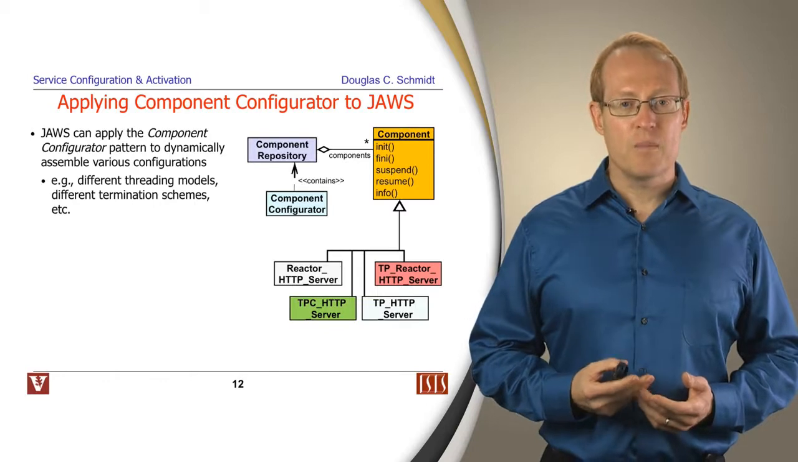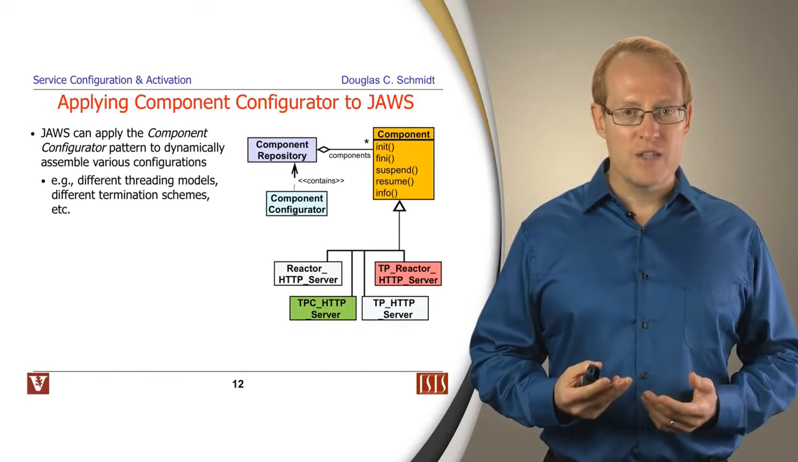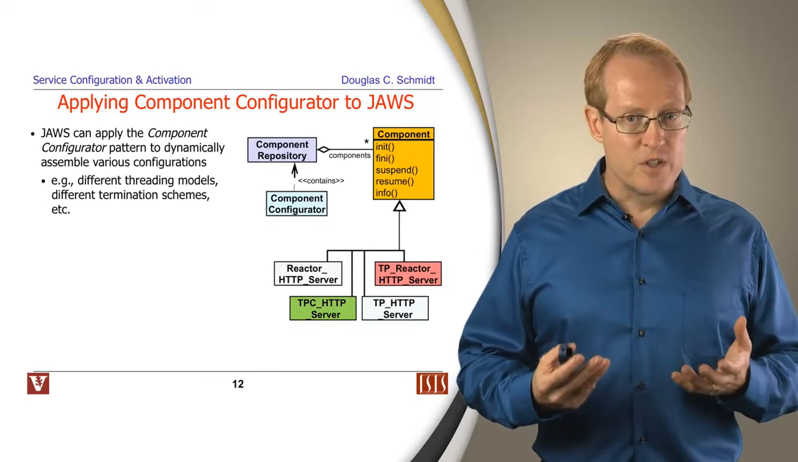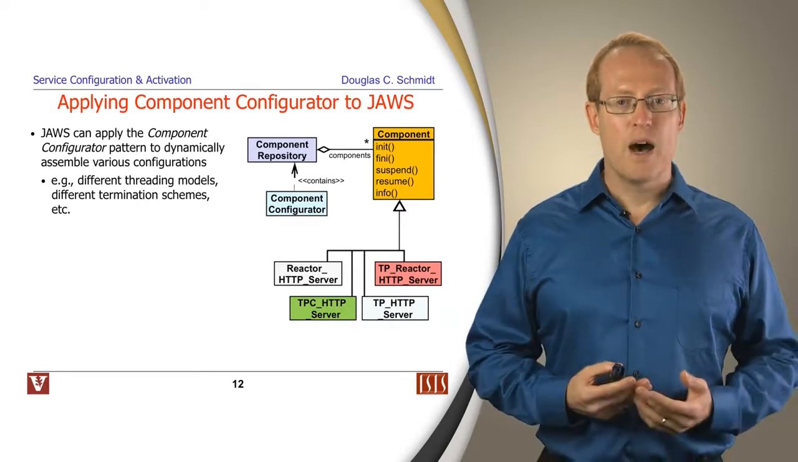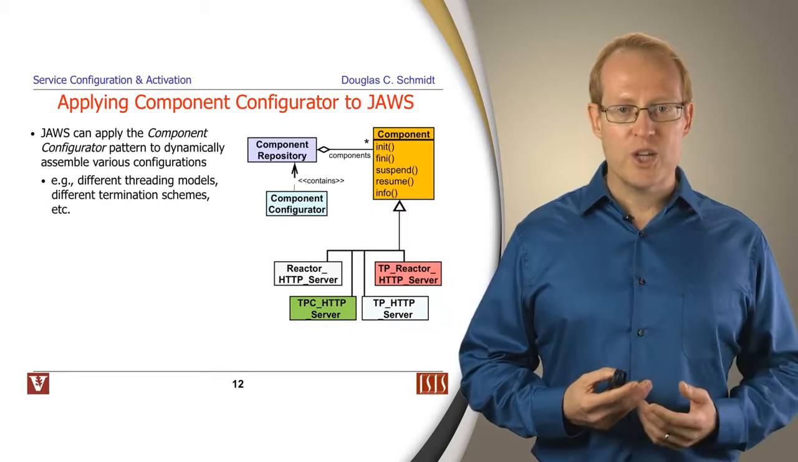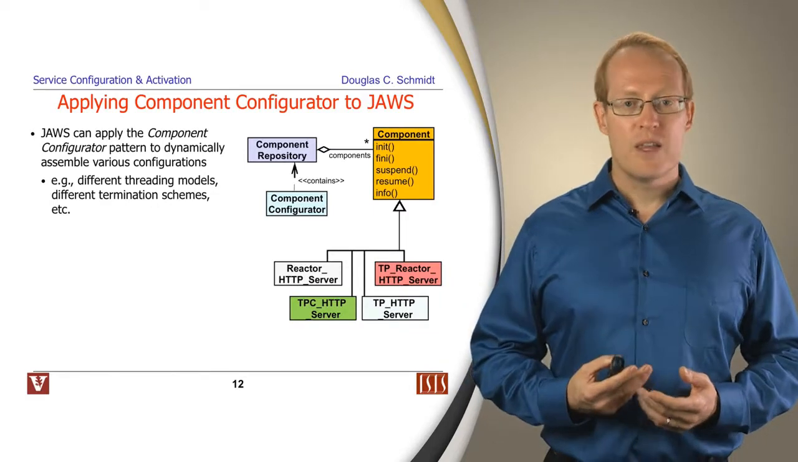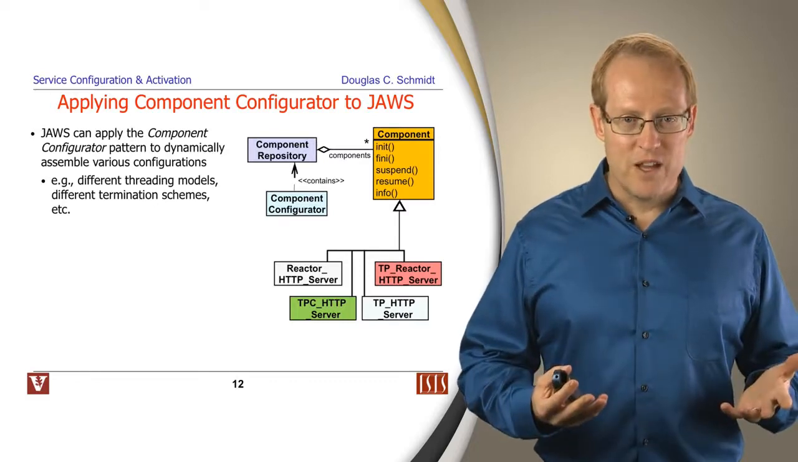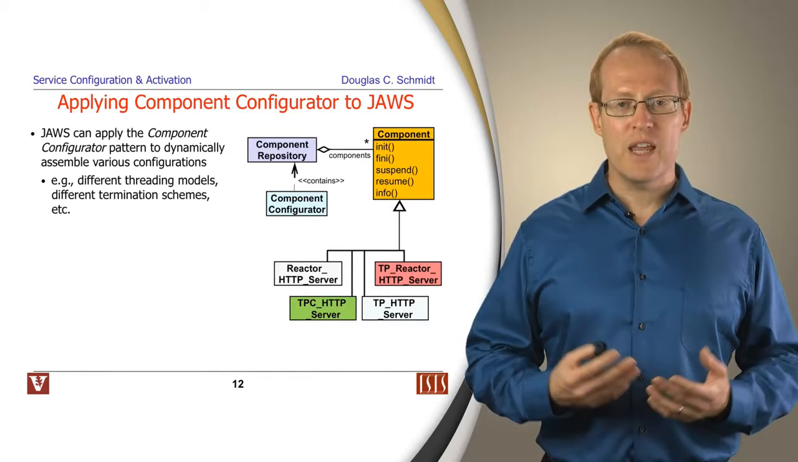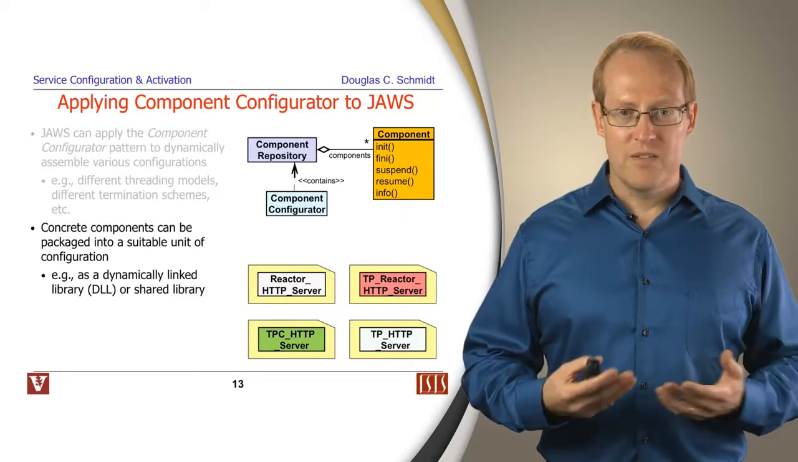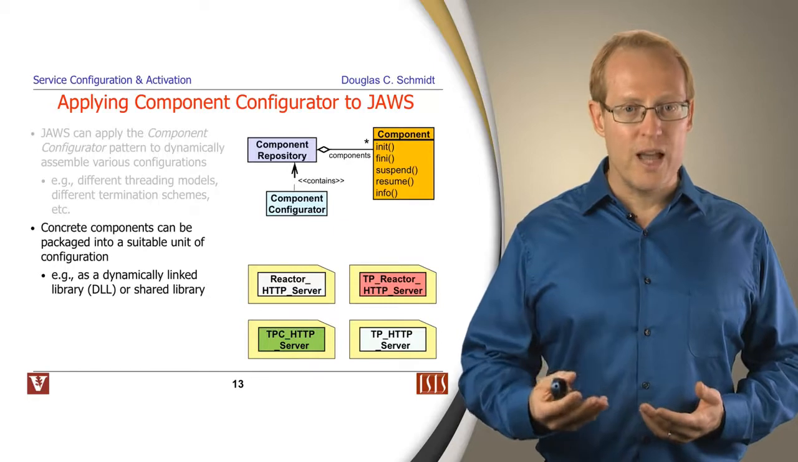We can apply the component configurator pattern to JAWS in a number of ways. First, we can implement a bunch of different threading models for our particular web server, some that will use thread per connection, thread pool, various kinds of asynchronous processing with threads, even more conventional reactive approaches. And we can have these different implementations available and stored in various DLLs or shared libraries.